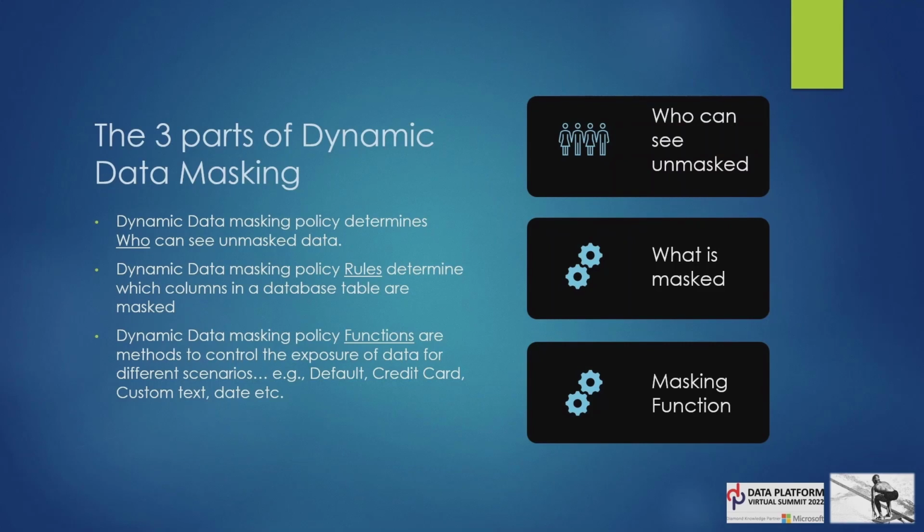The functions, the policy function itself, are methods to control the exposure of data for different scenarios. Example, if it's a default or a credit card or custom text, etc. This determines how much of the data in the column is obfuscated, in what way, and what, if anything, is shown to the normal user.